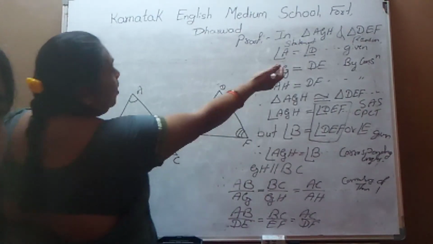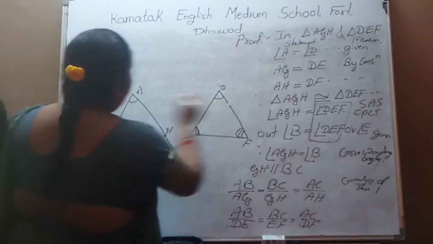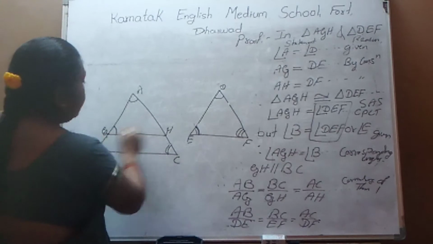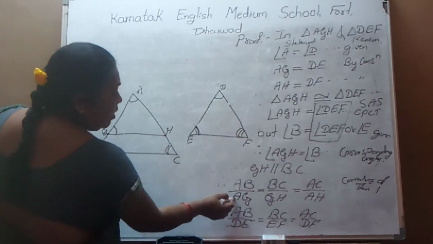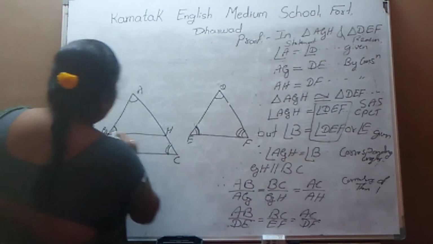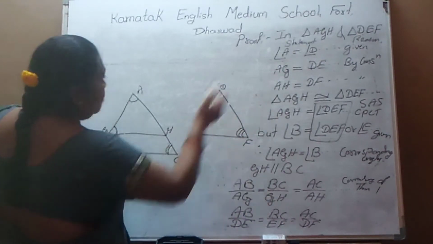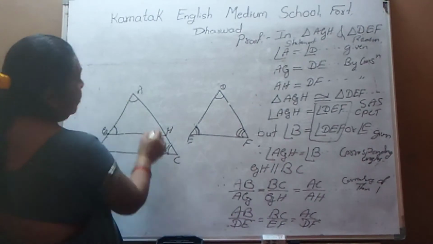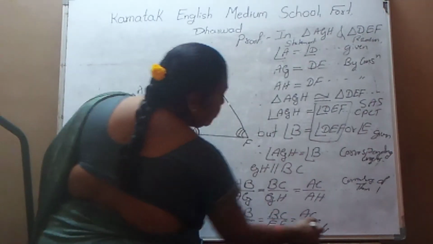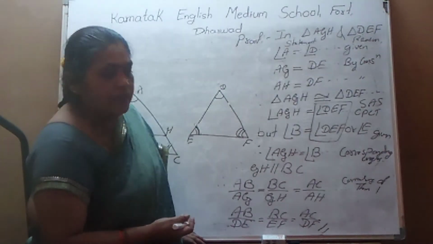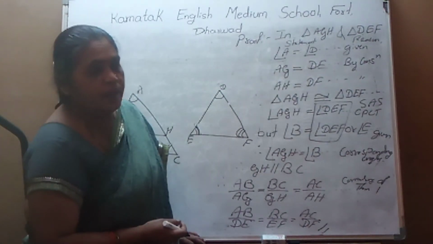Because you only proved here that these two triangles are congruent, AG is equal to DE. GH is equal to EF and AH is equal to DF, because you proved congruent. So hence you proved this theorem.